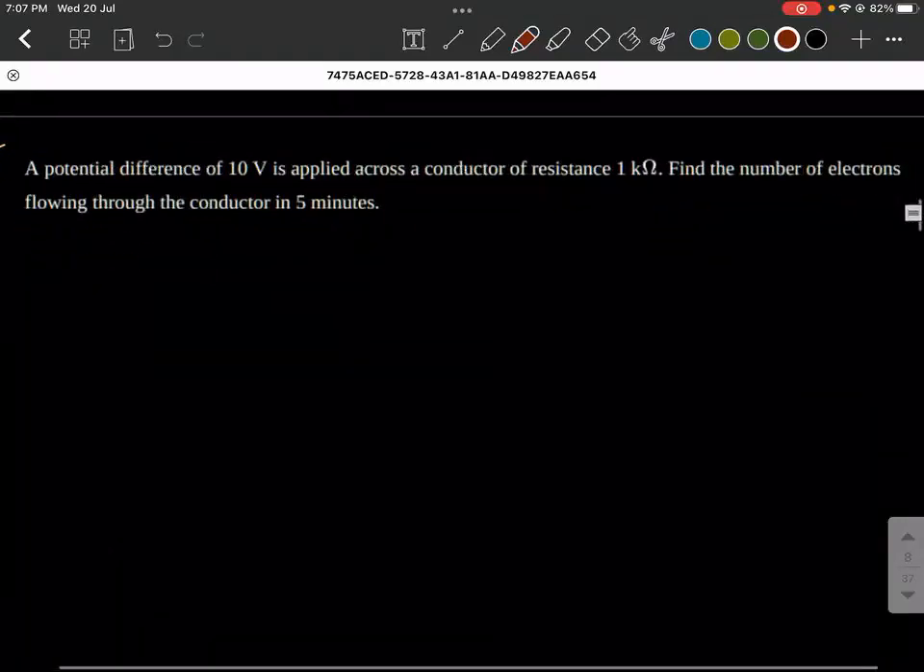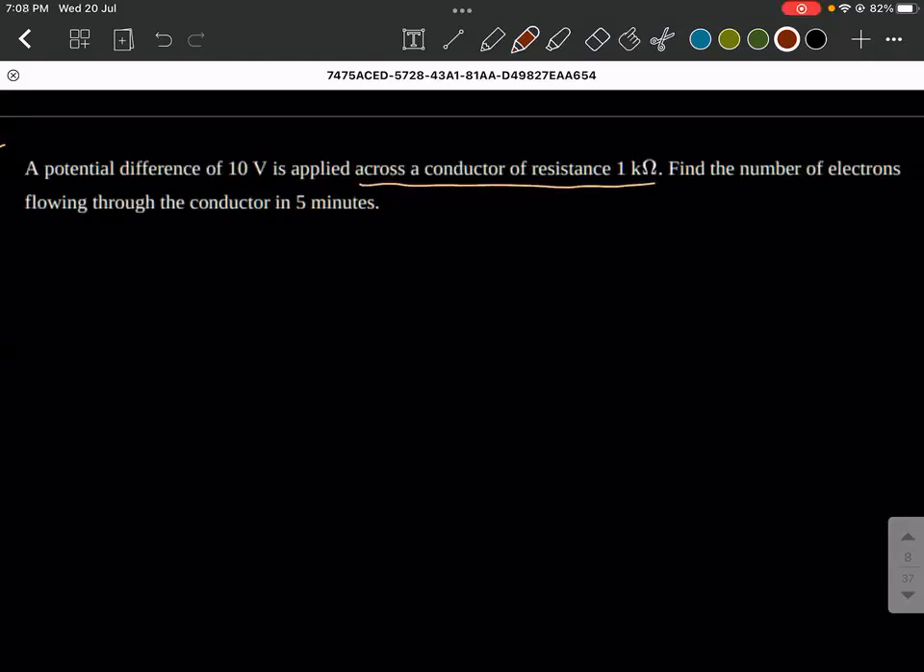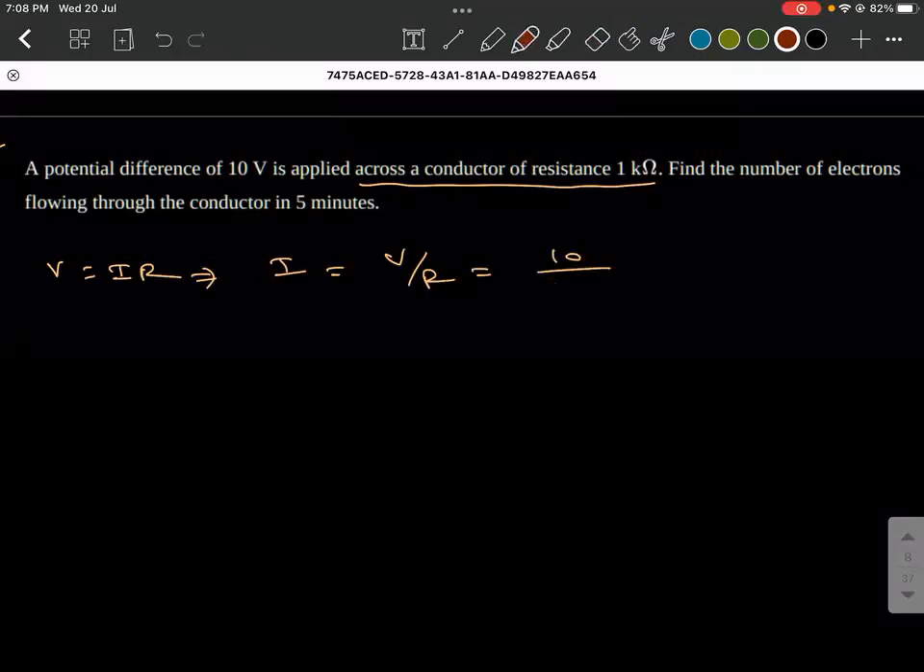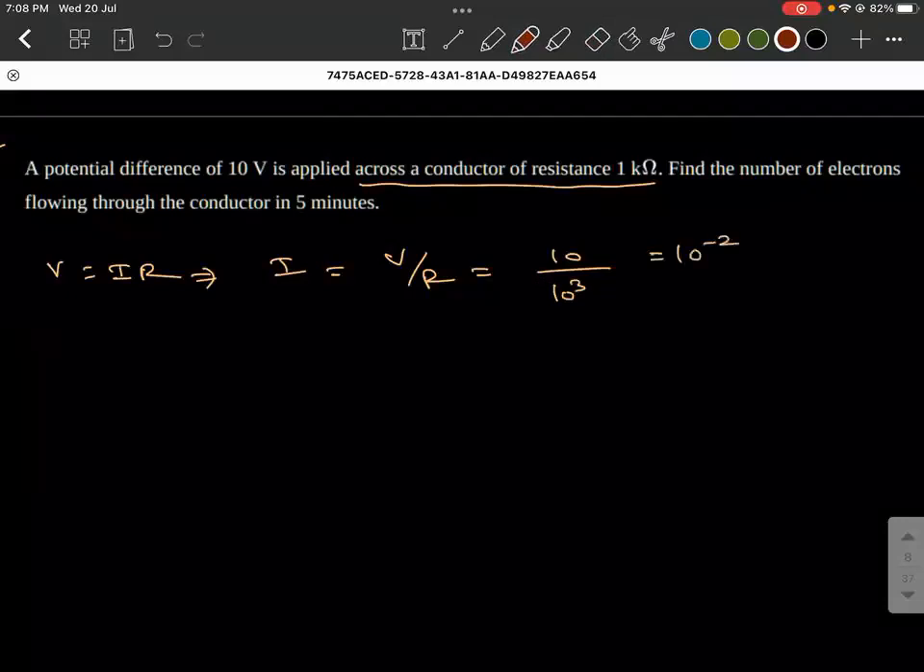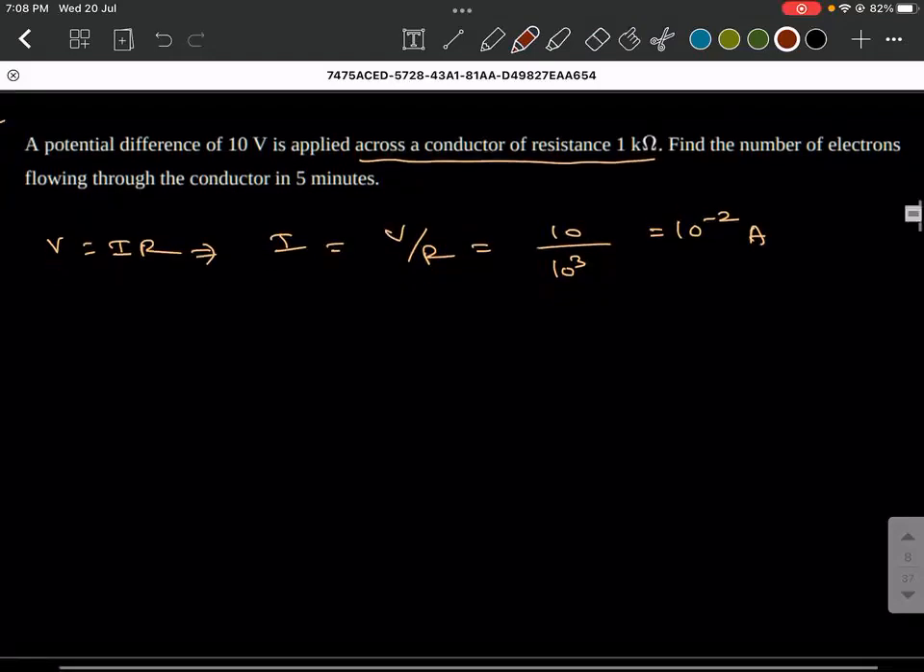A potential difference of 10 volt is applied across a conductor of resistance 1 kilo ohm. Find the number of electrons flowing through the conductor in 5 minutes. V is equal to IR, so I is V by R, which is 10 divided by 10 power 3. That will be 10 power minus 2 ampere. Right?